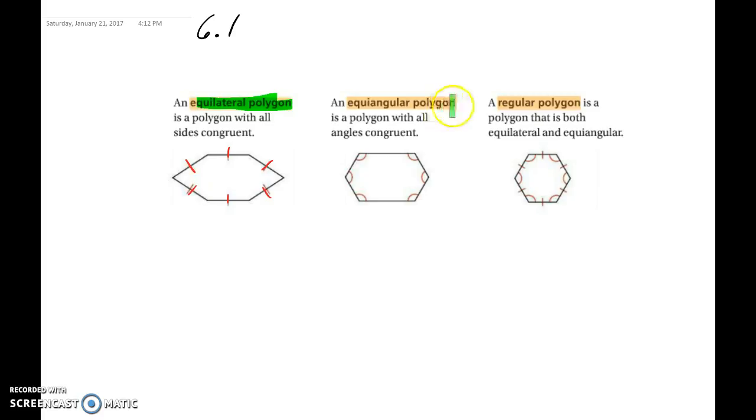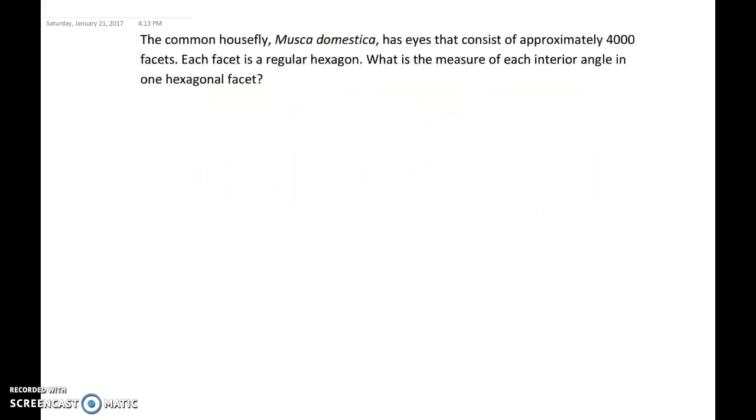And then if I tell you it's an equiangular polygon, it means that every single angle is the same. Right, and they let us know that with all the arc marks. Now, if it's both equilateral and equiangular, it is called a regular polygon. So that is both equilateral and equiangular. If you hear me say a polygon is regular, you know that means every side is the same and every angle is the same as well. Now we're going to use that information to solve this problem.